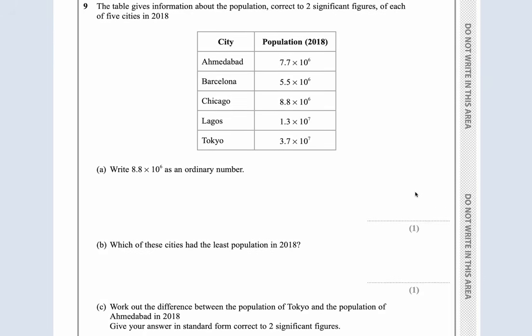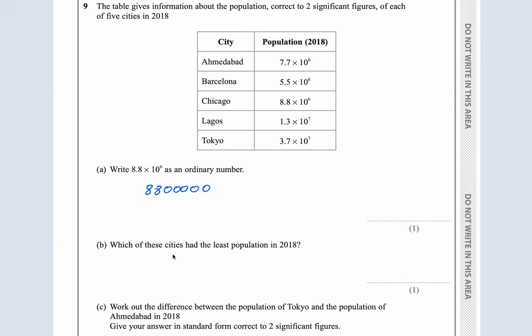Question 9. The table gives information about the population, corrected to significant figures, of 5 cities. Write this as an ordinary number. Okay, so guys, this is just 8.8 million. 10 to the power of 6 is a million. So if you do your 8.8 here and you do 1, 2, 3, 4, 5, 6, that's my 10 to the power of 6. But that's 8,800,000 or 8.8 million.